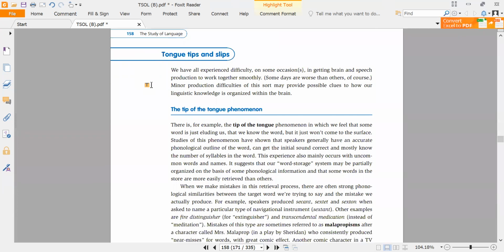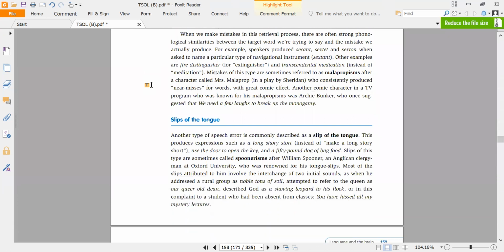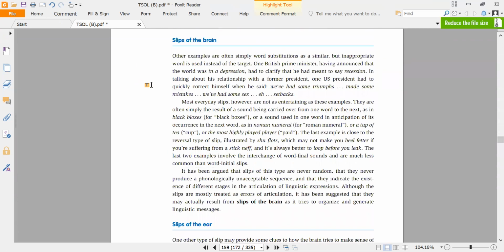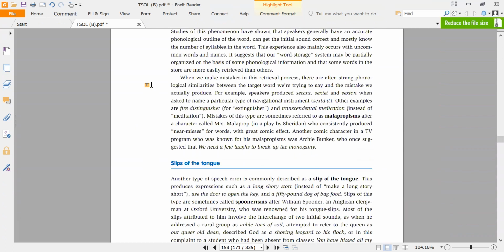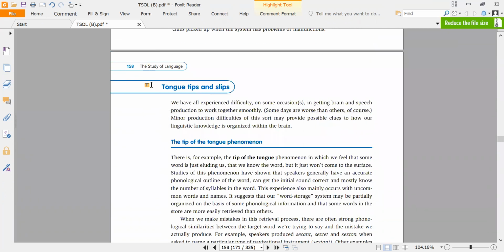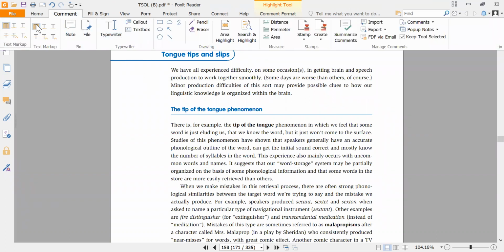We'll start with tongue tip, then we'll move to slips of the tongue, and then we'll talk about slips of the brain as well, and slips of the ear. So, tongue tips and tongue slips, starting with tongue tips. Tongue tip, or tip of the tongue. It is also known as tip of the tongue, right?